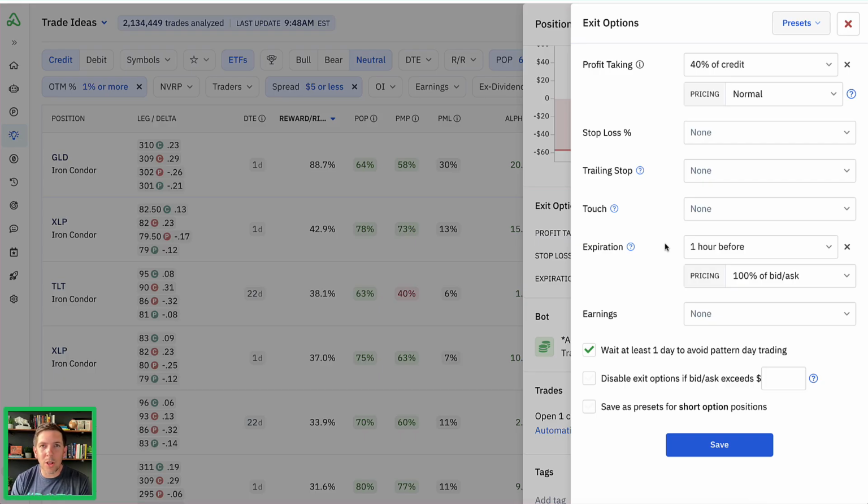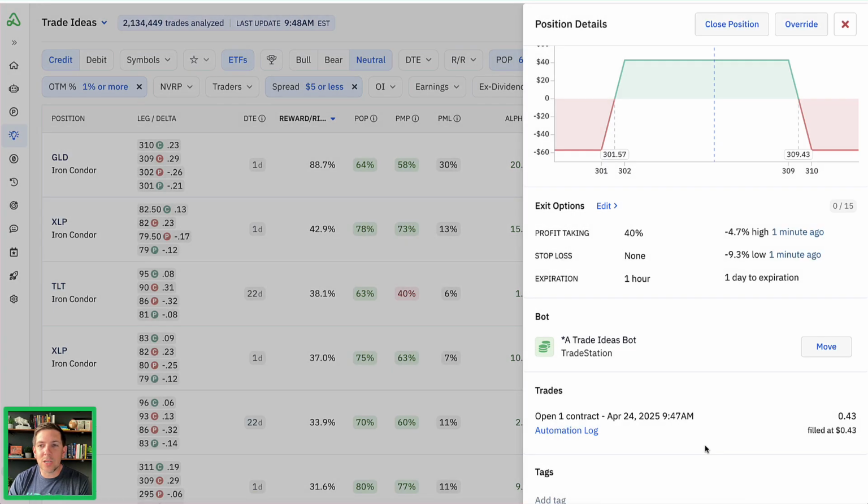So if you are in a small account, this is a great way to get into positions and ensure that you don't get the position wiped out and hit that PDT rule limit. You can just simply check that box right there, and it will wait to enter any of these position orders for exit options until at least 1 day has passed. So it's just going to wait till tomorrow to do any exiting or removing the position.